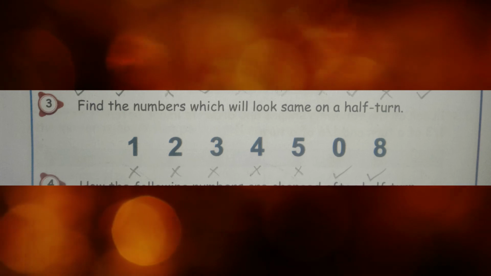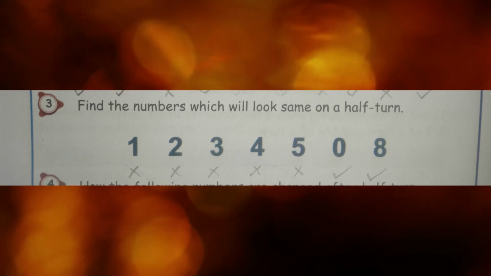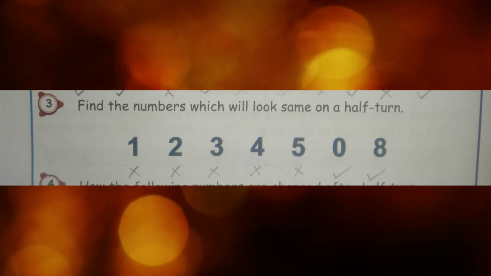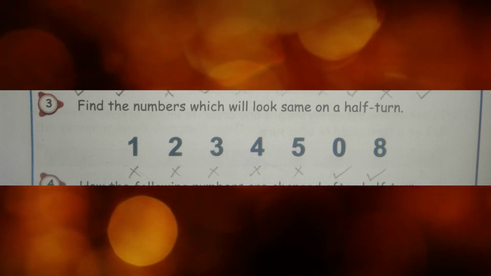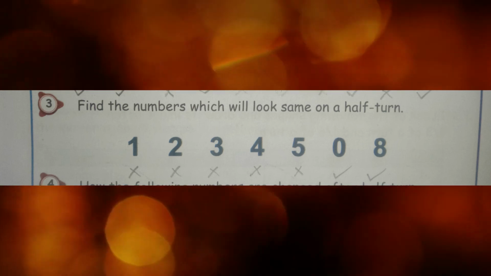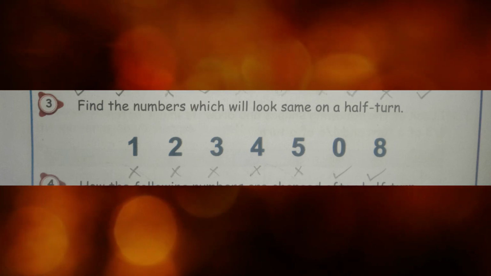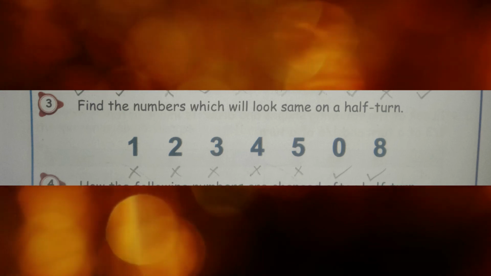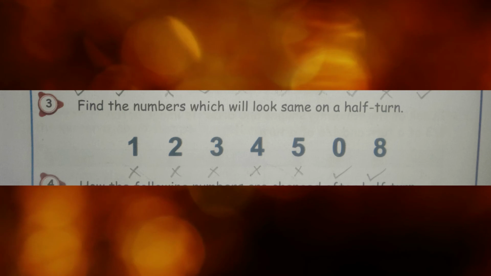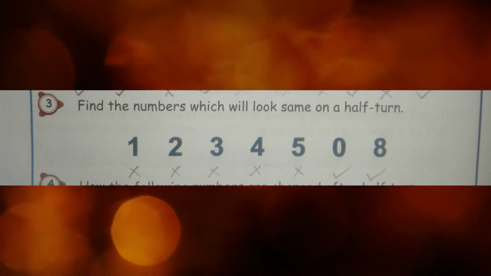The next number is 0. Now let us move this 0 to its half turn. What will we get there? We'll be getting the same 0, right? So it is correct. The next one is number 8. If we are moving this 8 to its half turn, we'll be getting the same number 8. So it is right.